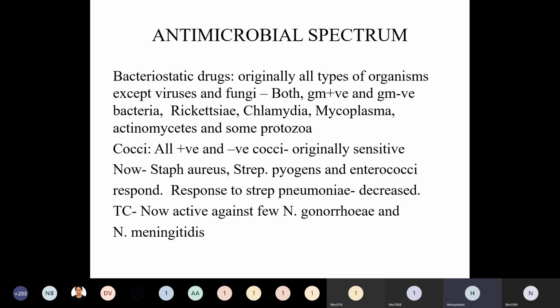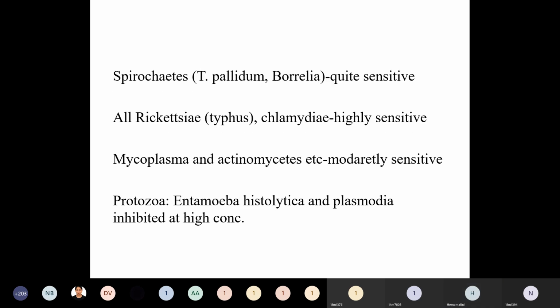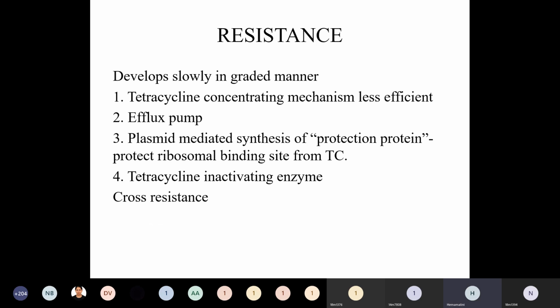I told, no, it was audible. My voice is audible, no? Development of resistance. Have you seen these slides? Am I audible? Yes, ma'am, you're audible. We could see. This resistance, development of resistance. Yes, ma'am.